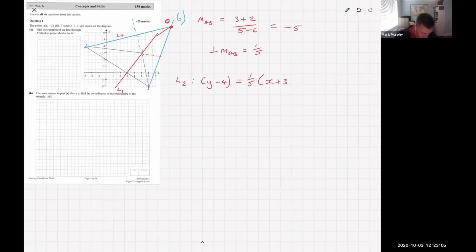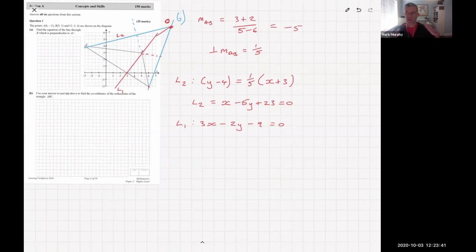Now working down through that, we get that L2 is x minus 5y plus 23 equals 0. Okay, and then we have L1 and L2, right? So I'll rewrite L1. L1 from the first part is 3x minus 2y minus 9 equals 0. So what we have here now is the line L1, which I've drawn there in red, and L2, which is in blue.